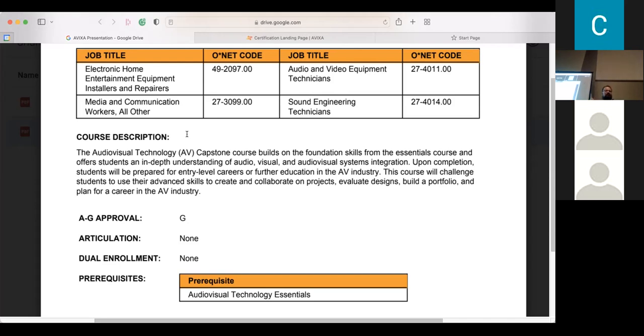Sometimes we call it part 1, part 2, just to make things a little easier, especially in the industry. Industry doesn't care what we call these classes. We just say it's a part 1, part 2. Or yeah, the kids take the beginning, they take the advanced. But internally, we use essentials and capstone. We stayed away from introduction because they don't use that word at AVIXA.